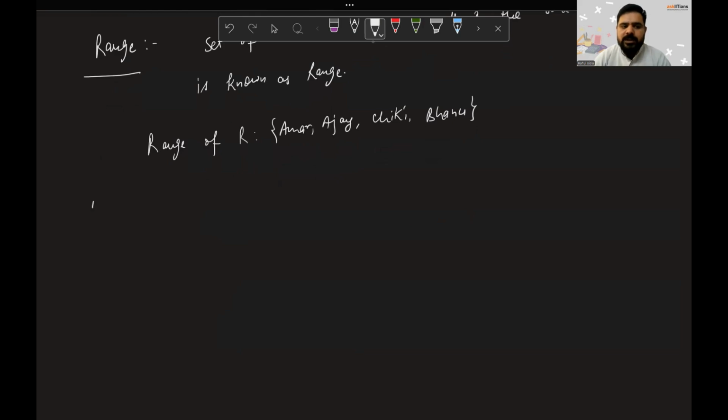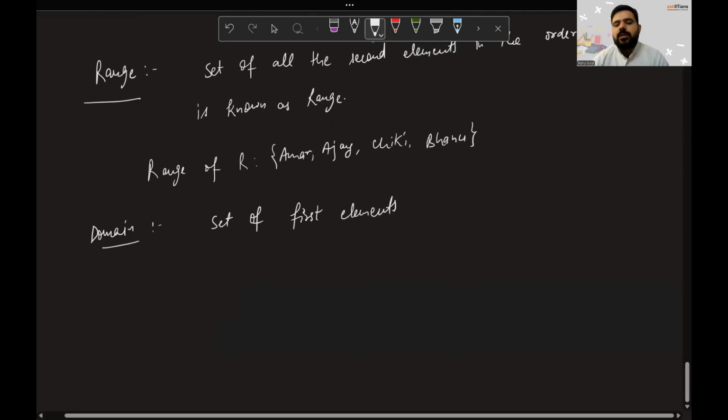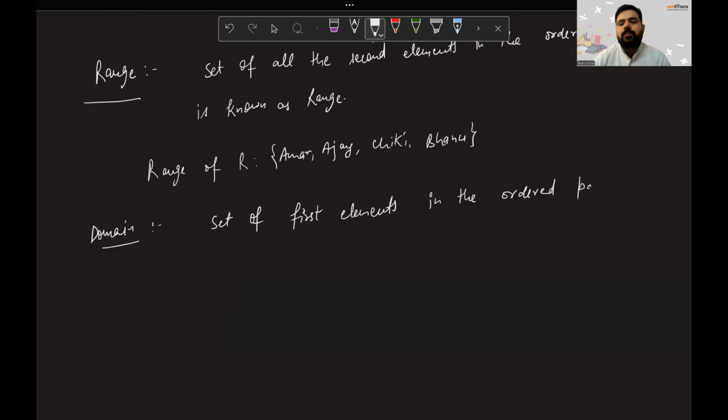Domain, if I try to explain it in simpler terms, is the set of first elements in the ordered pair. This is going to be your domain. So if you take the above example, the domain of R is going to be capital A, capital B, capital C.